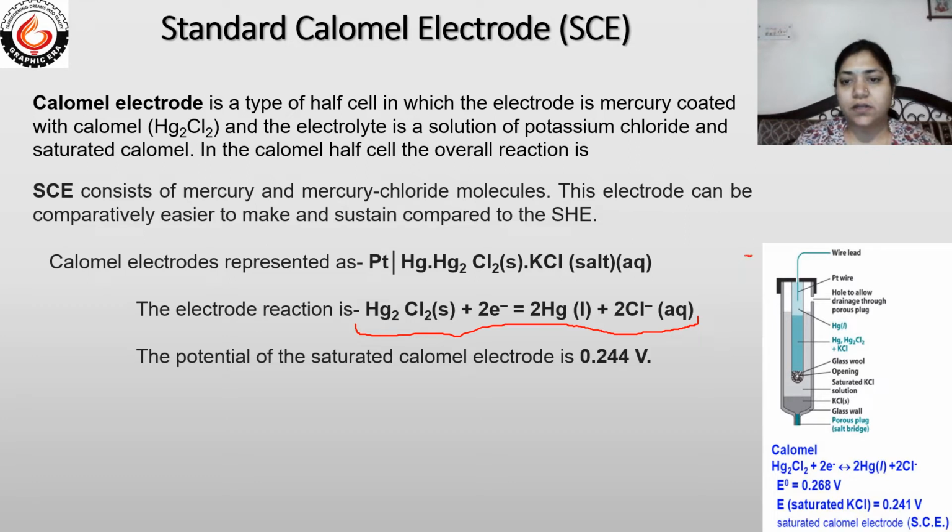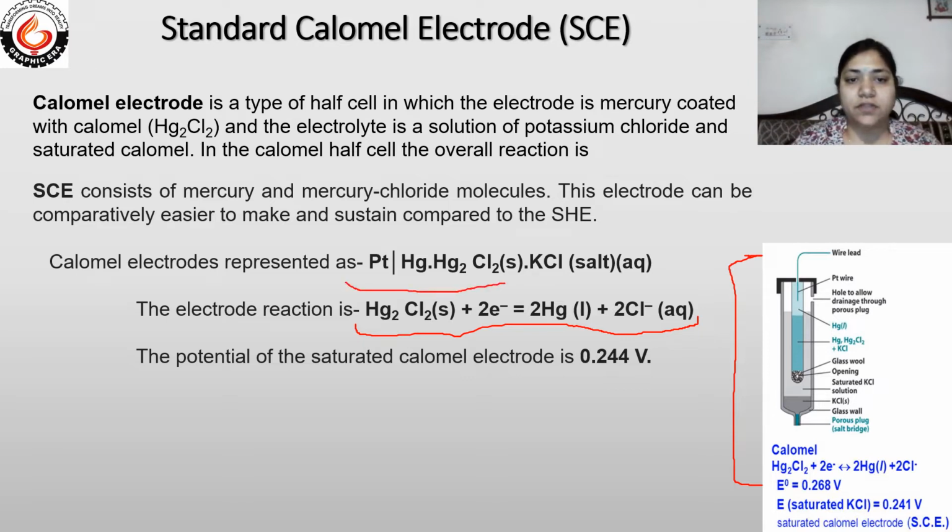This is the assembly of the calomel cell, in which a platinum wire is here. The hole is allowed to drain through the porous plug. Mercury chloride plus KCl, and this is glass wool. This whole assembly is dipped in a saturated solution of KCl. So this is the complete assembly of the calomel electrode, in which the calomel is used in the electrolytic solution and also for coating the mercury.